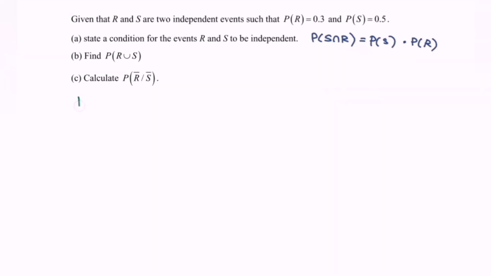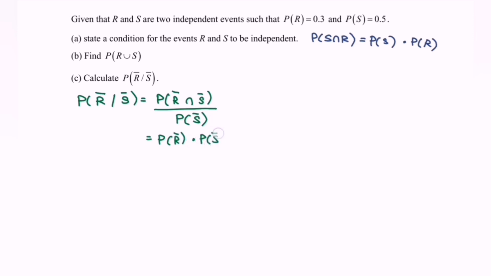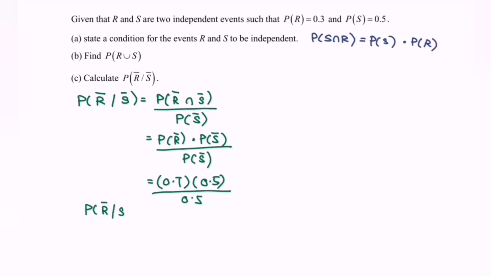Finally, C. The probability that R complement, given that S complement has occurred, is equal to the probability for R complement intersect with S complement over the probability for S complement. Notice that R and S are two independent events, so it means the probability for R complement multiplied with the probability for S complement over the probability for S complement. The probability for R complement is equal to 1 minus 0.3, which is 0.7, multiplied by the probability for S complement, where we have 1 minus 0.5, and we will have 0.5 over 0.5. So the probability that R complement, given that S complement has occurred, is equal to 0.7.